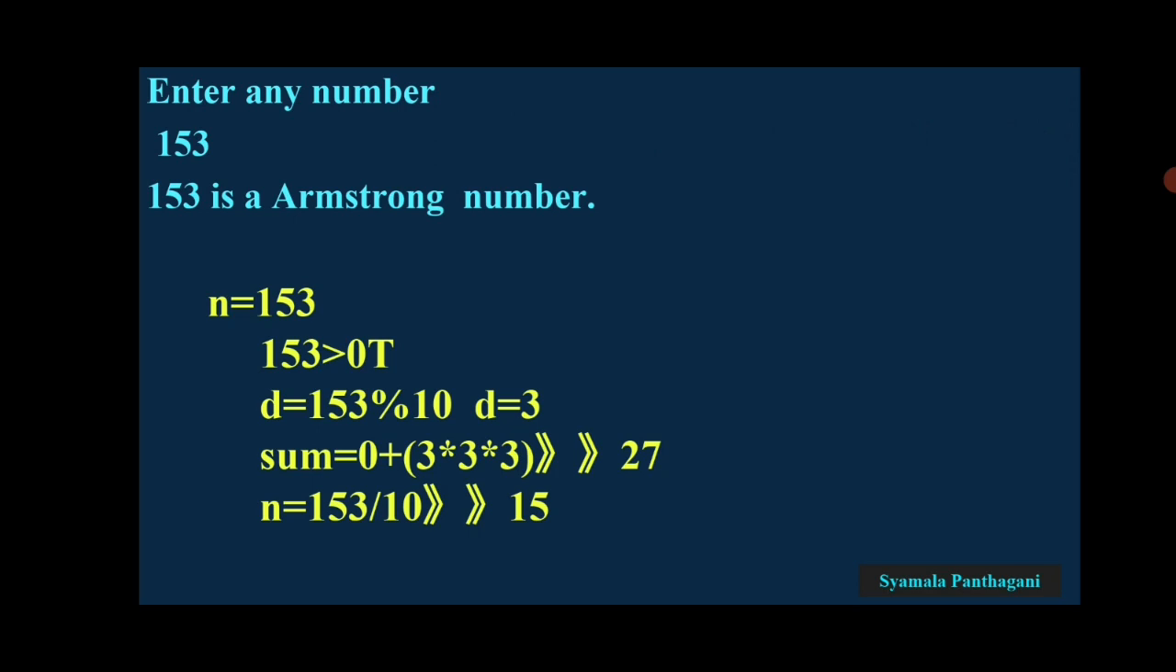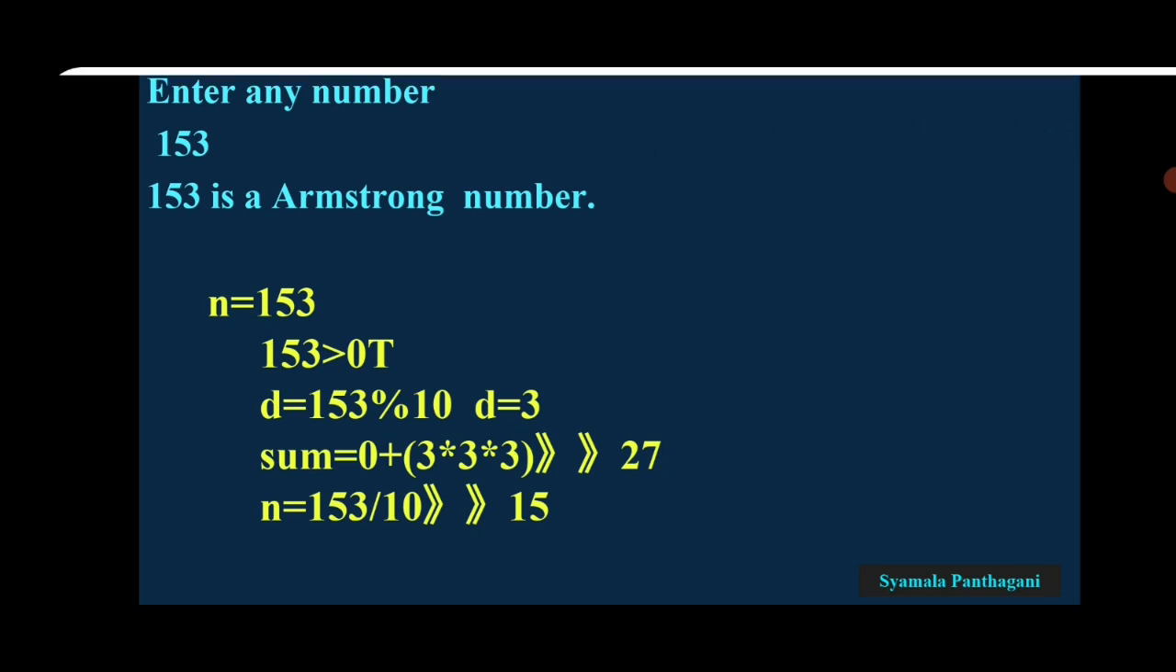Now n is equal to 153 by 10. Here we are taking the quotient, not the remainder. Quotient we are taking, that is 15. What is the final value of n here? 15. And the final value of sum is 27. Note these two values in your notebooks. The final value of sum is 27 and the final value of n is 15. Now again the compiler checks the condition. Now go to the condition.